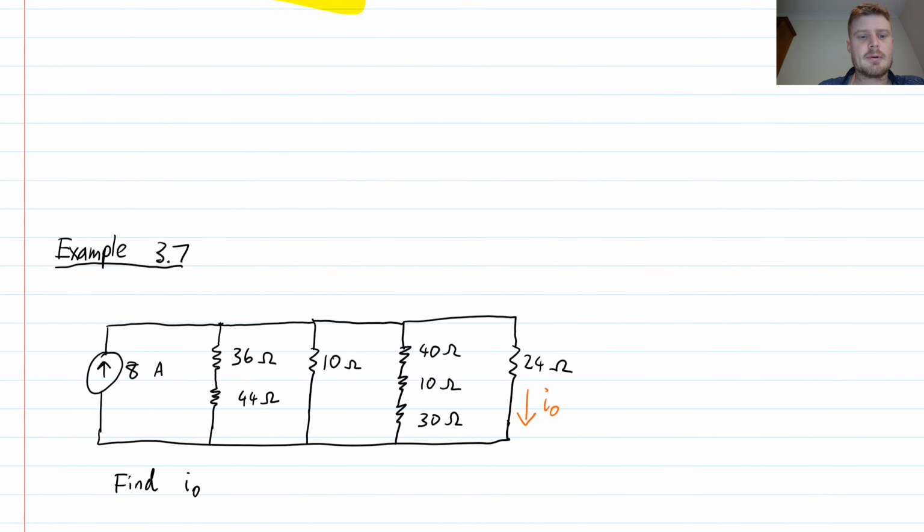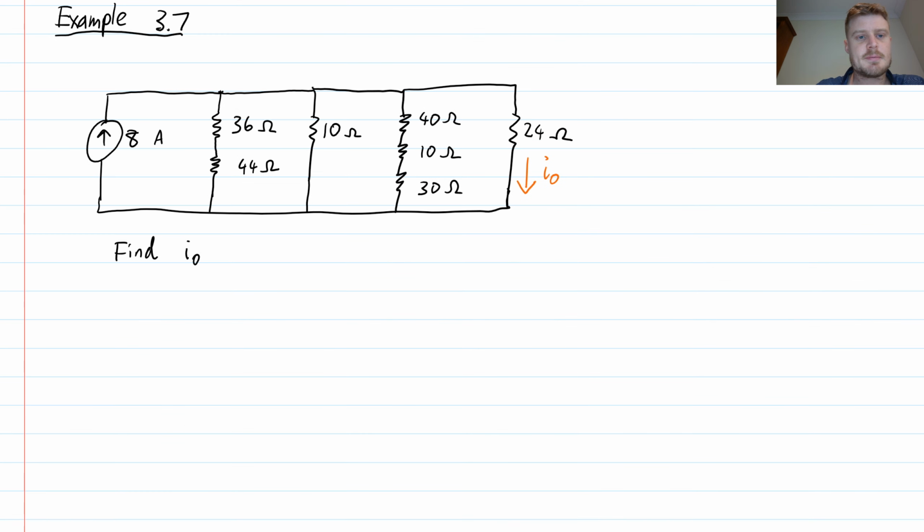So let's do an example. This one comes from the textbook, example 3.7, and they give this particular circuit here, and they ask us to calculate the current I0, which is labeled over here on the right-hand side of this circuit diagram. So in order to do this, we need to first calculate what is the total resistance of this entire circuit. So I'm going to write down what is the total resistance.